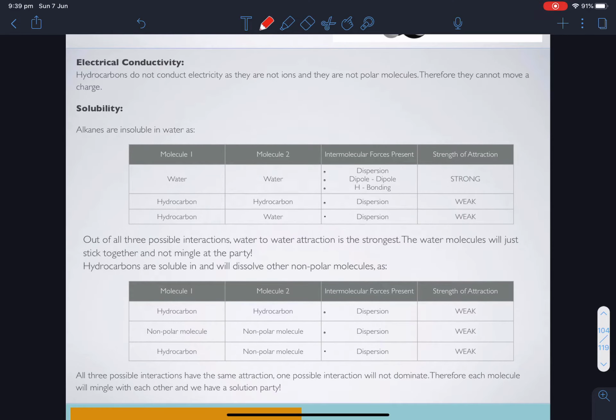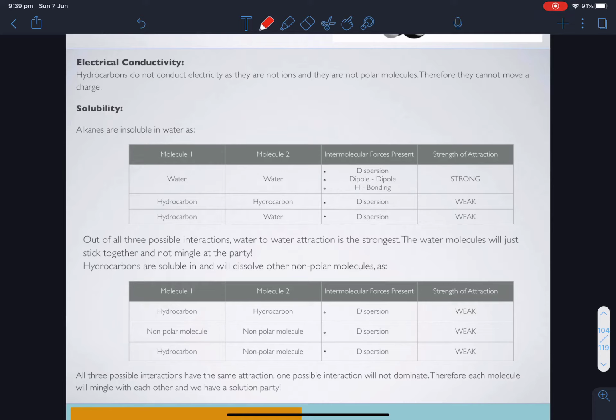Another property that we need to consider is electrical conductivity. Now, electrical conductivity is all about charges and movement. So we really haven't got that because we don't have any dipole effect here, and we don't have any ions, and so therefore electrical conductivity is very low to negligible for these. Solubility we need to consider too. So alkanes are insoluble in water.